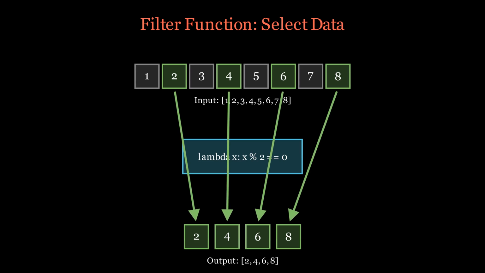Watch as filter processes each element. Even numbers get green arrows showing they pass through to the output. Odd numbers get red X marks showing they're filtered out. Only elements that satisfy the condition make it to the final result.